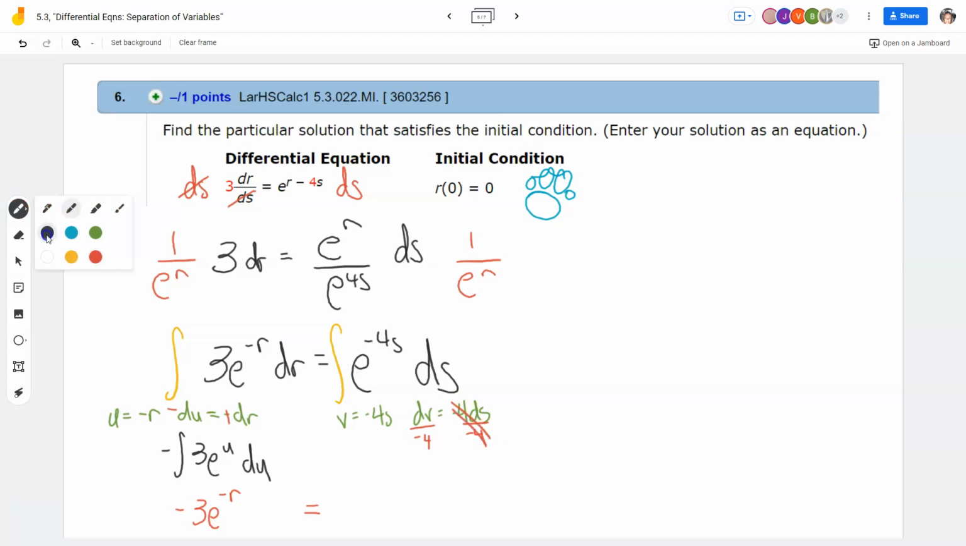And I'll end up with a negative 1/4 integral of e to the u, well, technically e to the v dv if I want to be super snazzy. Whatever, I can still integrate that, and I have negative 1/4 e to the negative 4s plus c.